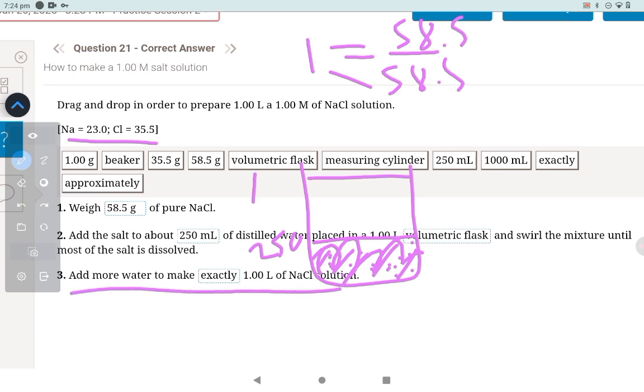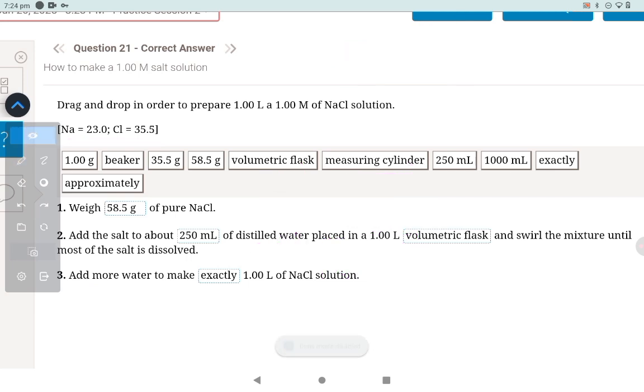So 1 liter. It's just saying first you put the salt, then you pour some water, not the whole thing. Some water, and then you stir it until it dissolves, and then you fill it all the way to 1 liter. Add more water to make exactly 1 liter, because we want to prepare 1 liter. We don't want approximately 1 liter. No, we want exactly 1 liter. And yes, we need to use a volumetric flask for this one.